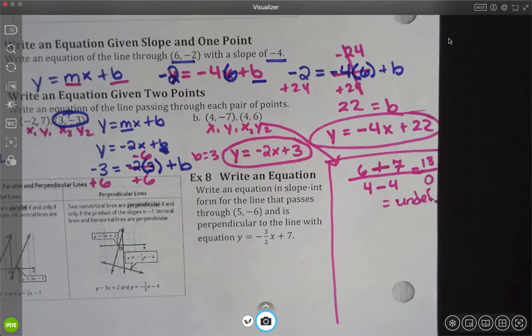I have a poster up here that says friends don't let friends divide by 0. Okay, hold on just a second. I'll show you something.